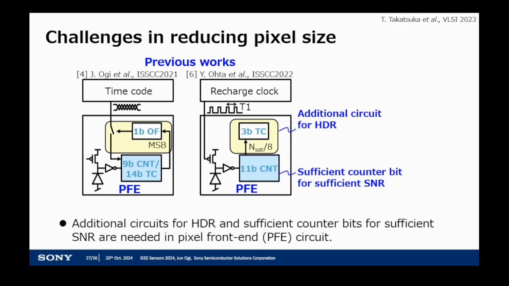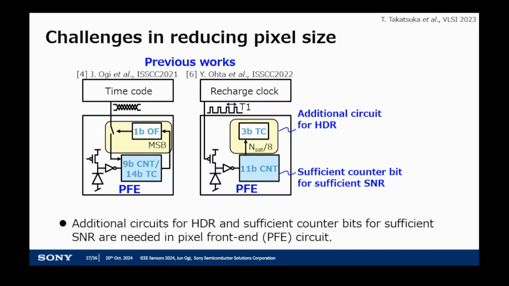The challenge of counter circuit size reduction is the trade-off with the dynamic range of photon counting. Ota et al. have tried a high dynamic range photon-counting image sensor with reduced counter bits in the pixel circuit. However, these techniques need additional circuits for high dynamic range in the pixel circuit. As a result, the pixel sizes are larger than 6 micrometers, which are 12.24 and 9.6 micrometers, respectively, in this publication.